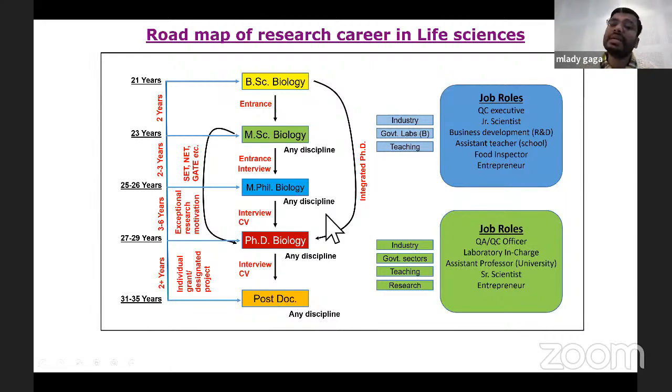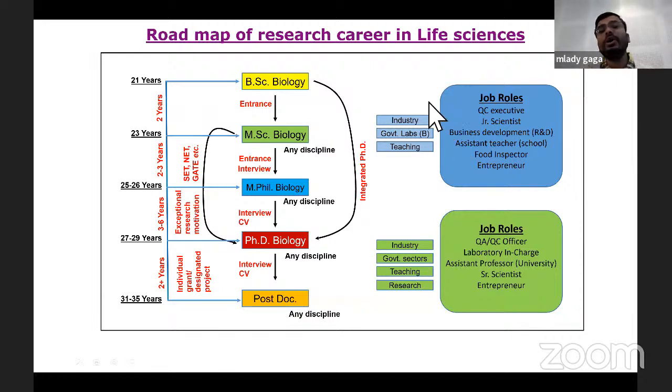But after masters, you have much more chance to go to industry if you have research experience. For example, in the seed industry, if you did your research project with some company or organization, where you have hands-on experience of how to handle these problems.